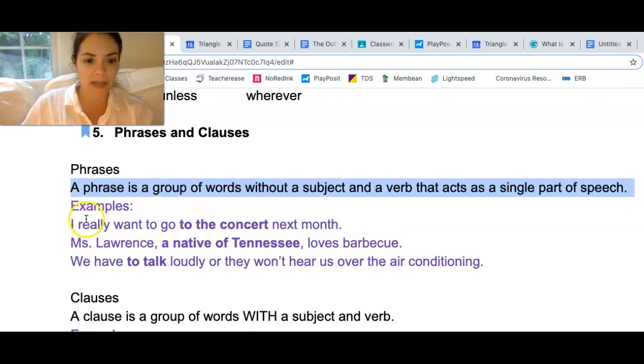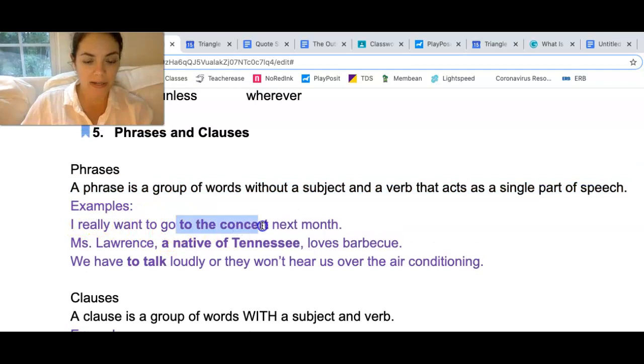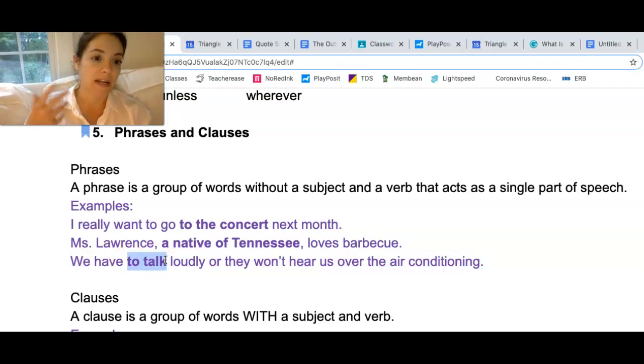So some examples, I really want to go to the concert next month. To the concert is an example of a prepositional phrase. Miss Lawrence, a native of Tennessee, loves barbecue. A native of Tennessee is a phrase. It's acting like an adjective to describe Miss Lawrence. All right, we have to talk loudly or they won't hear us over the air conditioning. Lots of phrases in this sentence. One of them is to talk, which is an infinitive phrase.